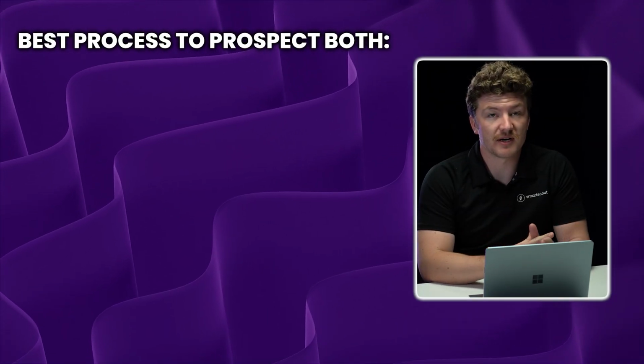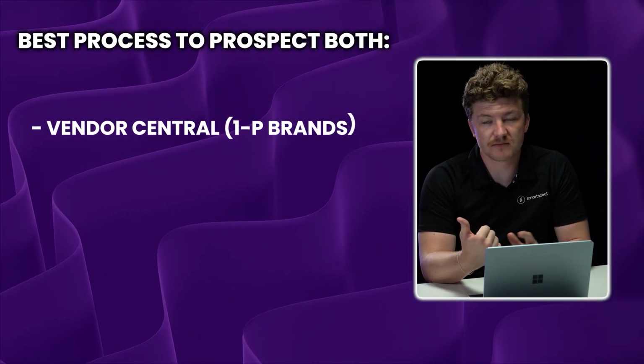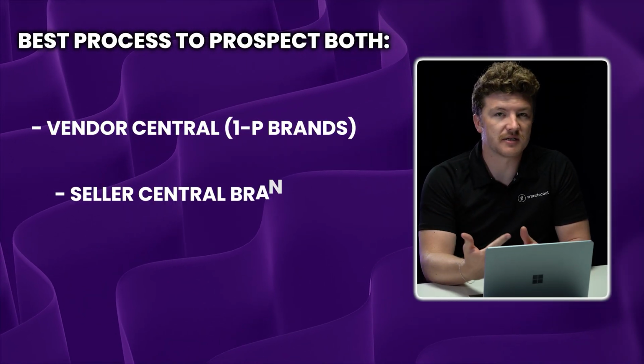So in this video, we've been able to identify the best process to prospect both Vendor Central 1P brands, as well as Seller Central brands. From here, we take this list, we throw it into, again, an awesome lead gen software, and now we have a killer list that we can start targeting. That's how you find the leads.